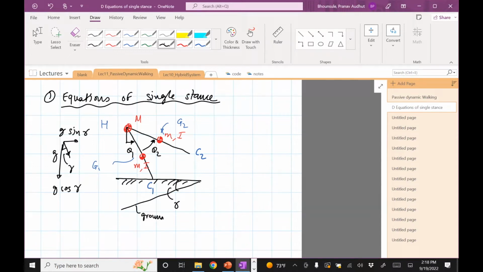Okay, with that, I'm all set. Let's try to think of equations of motion.